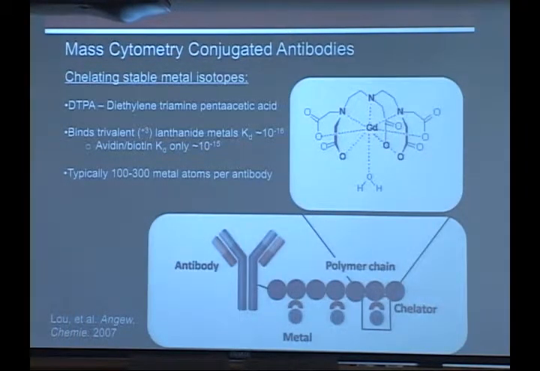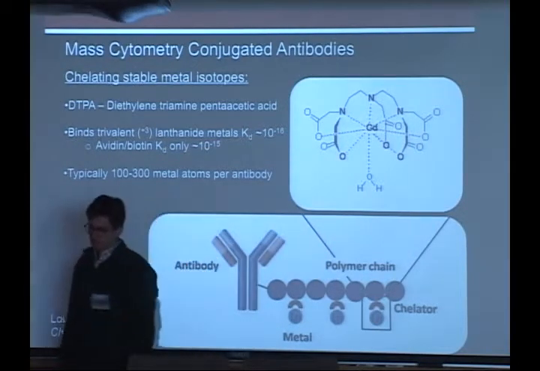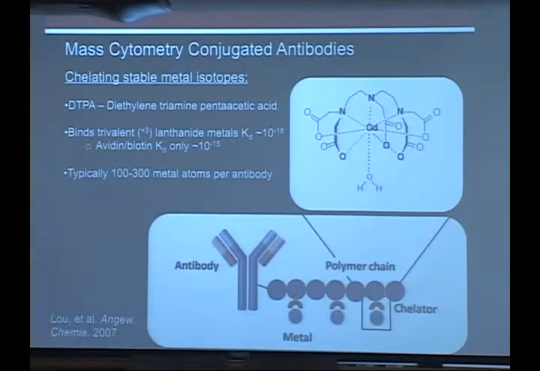And so the stable chelating chains are comprised of DTPA, or diethylene triamine pentaacetic acid. And that's the chelating group that actually binds in its core the lanthanide ion of interest. And so these chelating groups are really great for binding trivalent ions, 3+ ions, and those are the metals that, or the salt form of the metals that we use to label our antibodies.